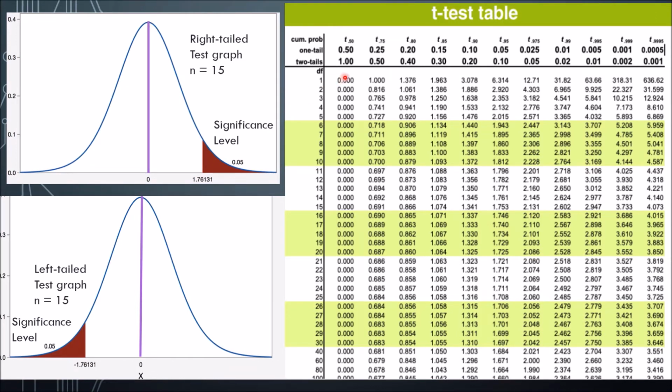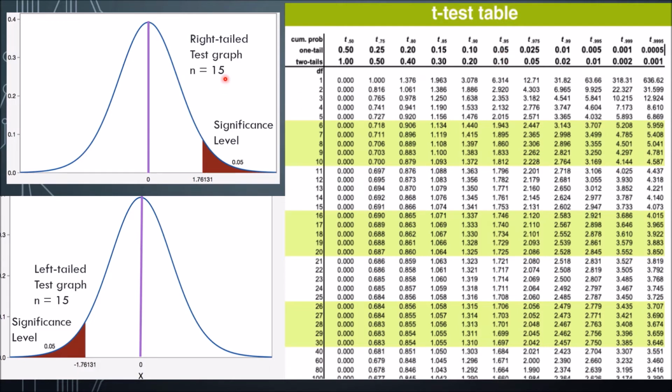So for the one-tailed test, there are two types: the right-tailed test and the left-tailed test. Either of the two will use this one-tail level of significance: 0.5, 0.25, 0.2, and so on. Here in this example, you have 0.05. That's our alpha, or level of significance. So our level of significance is 0.05.